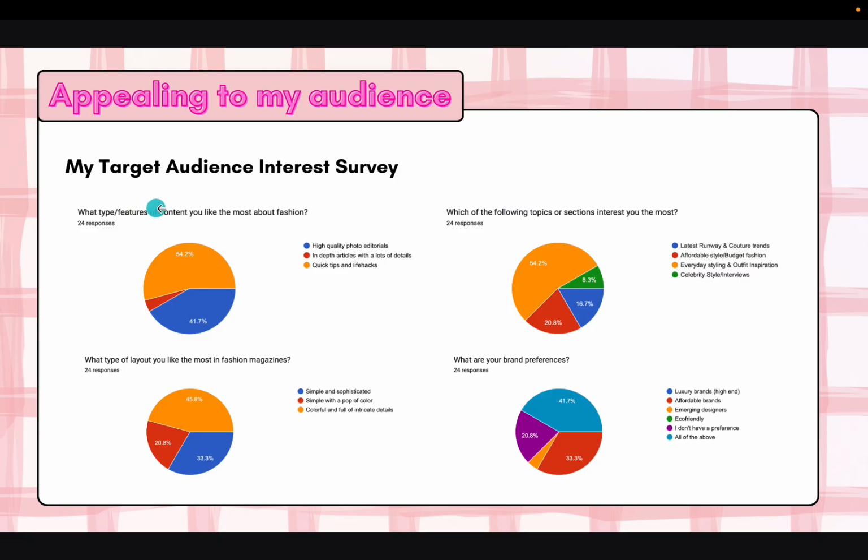Now, these are some other results, like what feature content they would like the most, high quality pictures and quick tip hacks, and the layout they would like the most, and their brand preferences. I decided to apply all of these in my magazine. For brand preference, in the captions in which I have to put what the model is wearing, I decided to put a luxury brand as it was the most conventional, and my audience didn't have a preference in the brand.